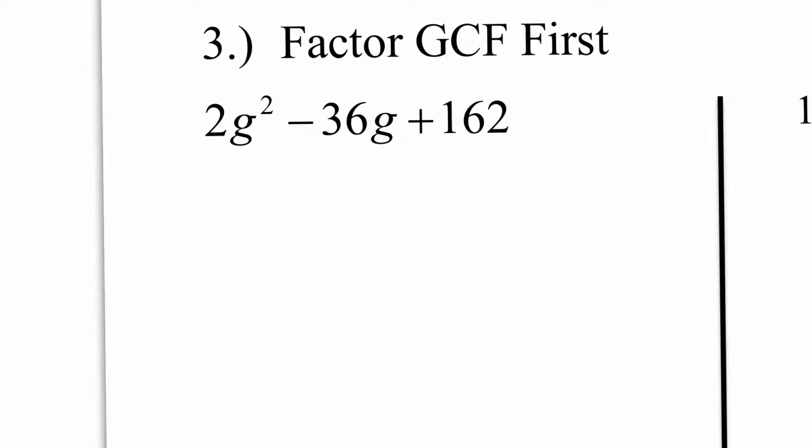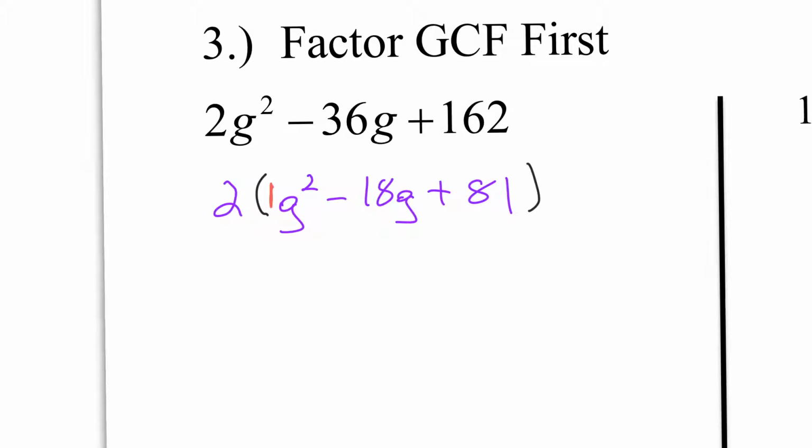So I'm looking at the numbers 2, 36, and 162. There's a trinomial. I know I can factor out a 2. So I'm going to put a big parenthesis, only one, and factor out the 2. When you take out the 2, you will get g squared minus 18g plus 81. I'm looking at the first term inside of the parentheses. We have an invisible 1, and the last term is an 81. So that is a perfect square trinomial. They are both perfect square numbers.